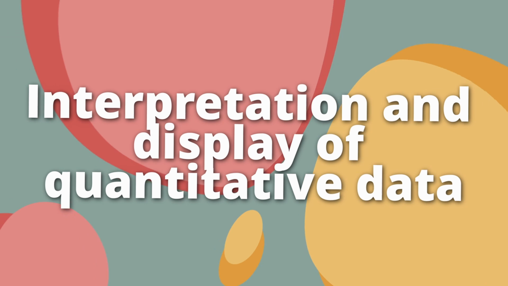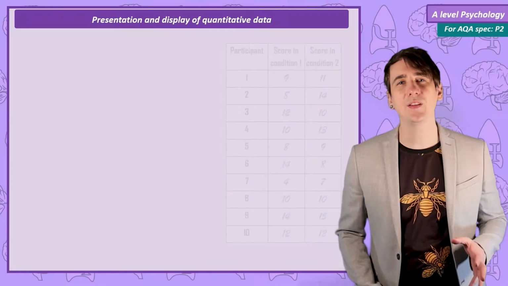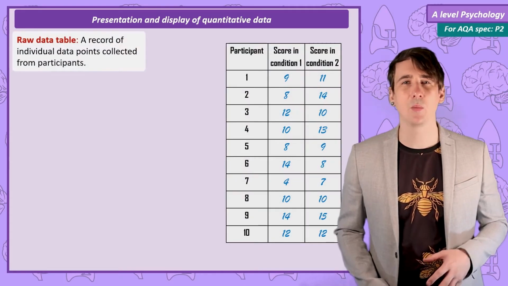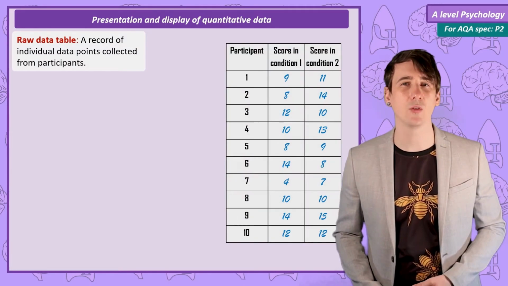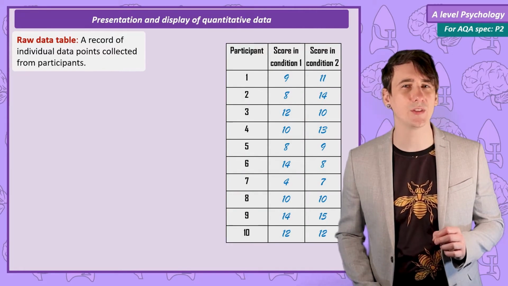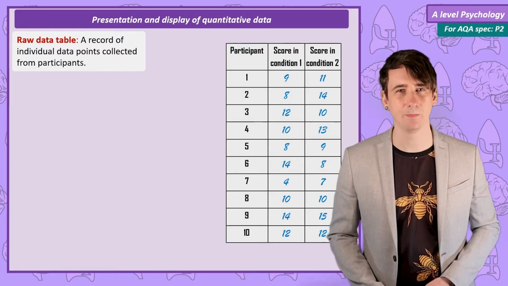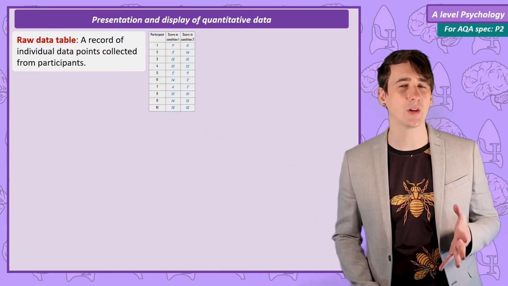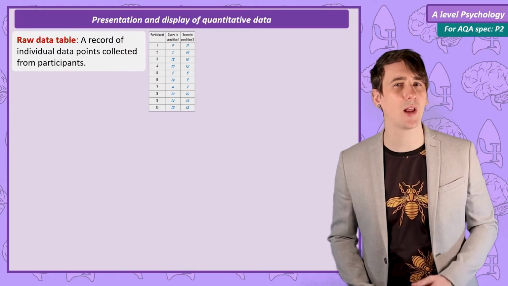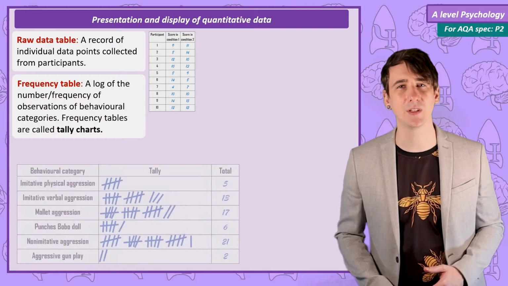Interpretation and display of quantitative data. Table. This is a raw data table. When first collected, before summarizing, researchers will gather quantitative results together into a raw data table. Researchers, especially when conducting observations, may also collect their raw data in the form of a frequency table.